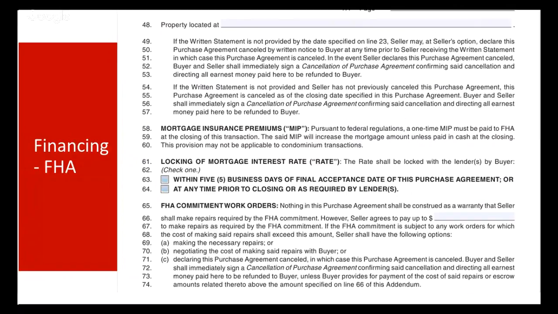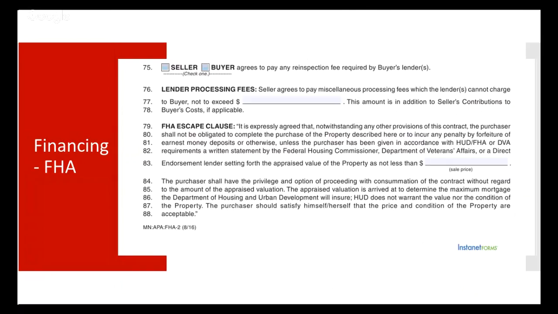Locking in on the interest rate, again, they have the same option within 5 days, or do we write it out? FHA work orders, the same thing as the work orders for conventional. And here's going to be an interesting one, same thing, who's going to pay for the reinspection? Usually we're checking buyer, in my instance.